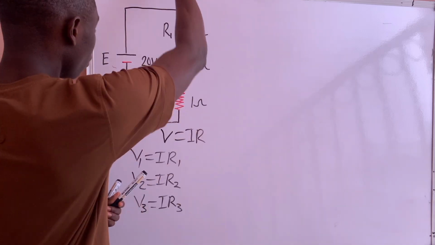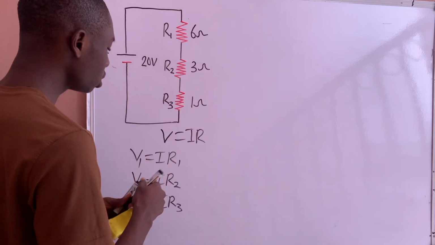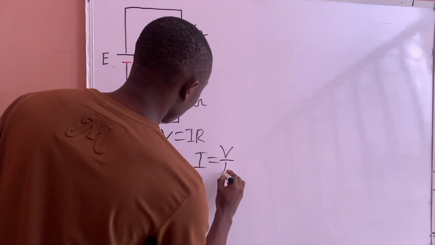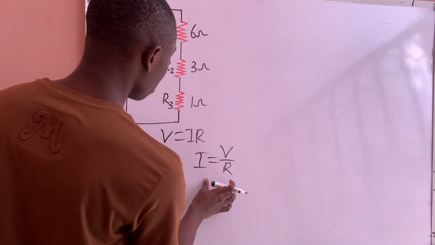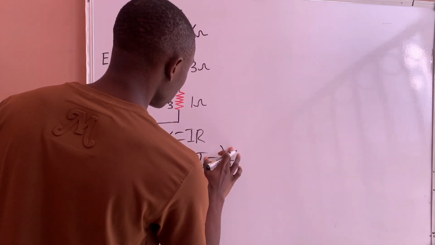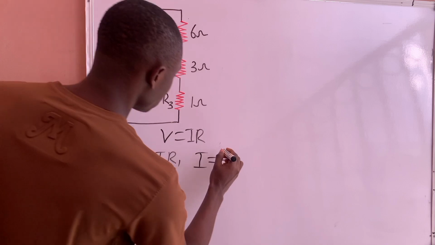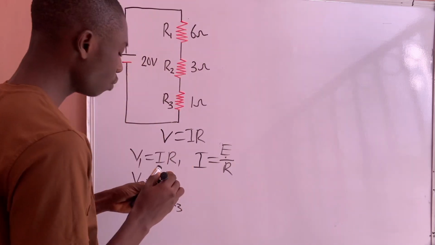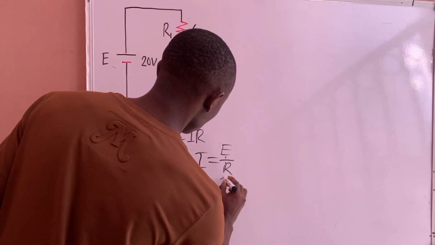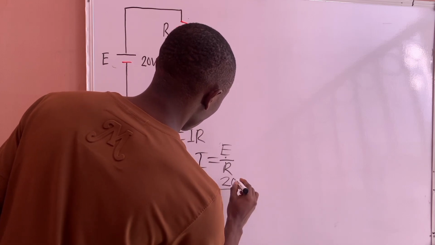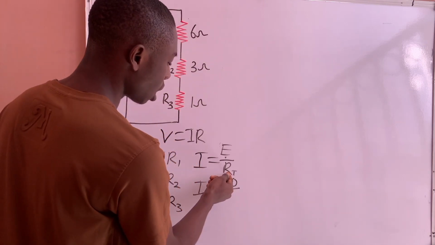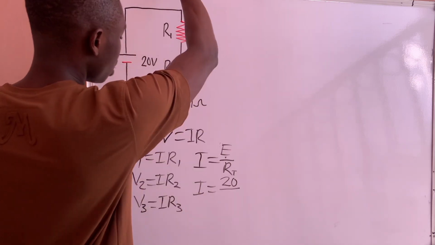So we will look for the value of current using Ohm's law, which is I equal to V over R. The current I is equal to E, the supply voltage of 20 volts, over the total resistance, which we don't know. So we must first look for the total resistance in order to look for the current. Let me clear here.